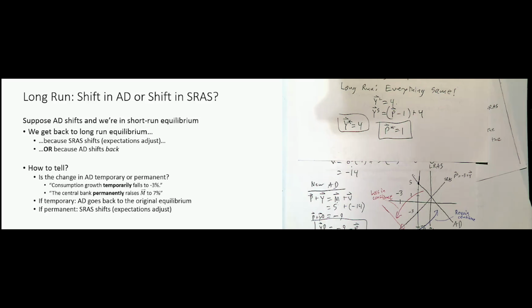On the other hand, if it's permanent, and we say explicitly, so if this were an exam question, we would make it very clear, temporary change in this, permanent change in this, that's how you know what's going to happen in the long run, right? So if it's temporary, AD will just go back to what it was originally. If it's permanent, then SRAS will shift. AD will not shift back. AD will stay where it is. And so how do we get back to the long-run equilibrium? We get back because the short-run aggregate supply curve will shift.